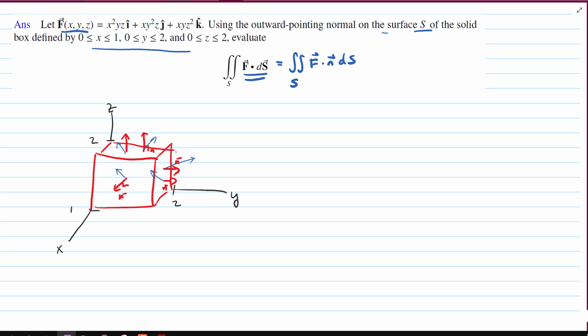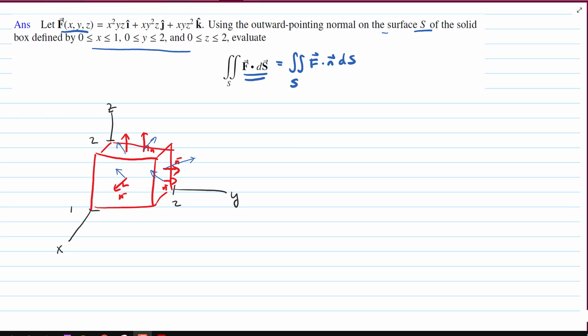If we wanted to tackle this problem directly, we would have to compute the flux on the surface of each of the 6 faces of this cube. So we'd have to break it up into 6 separate flux across the surface problems.